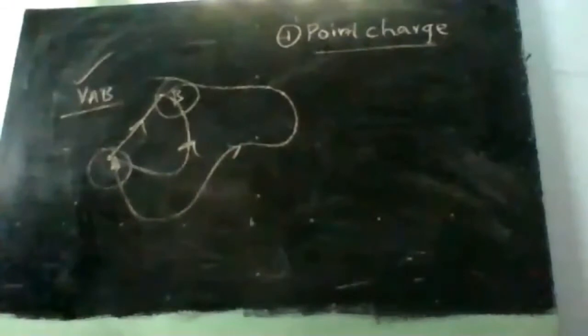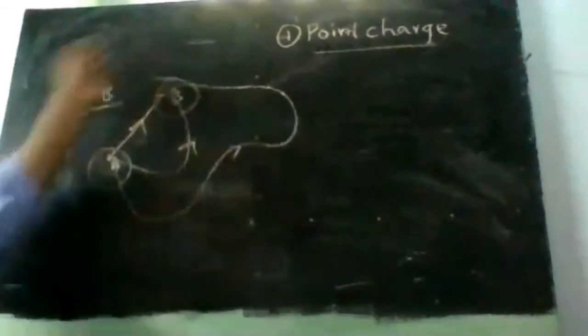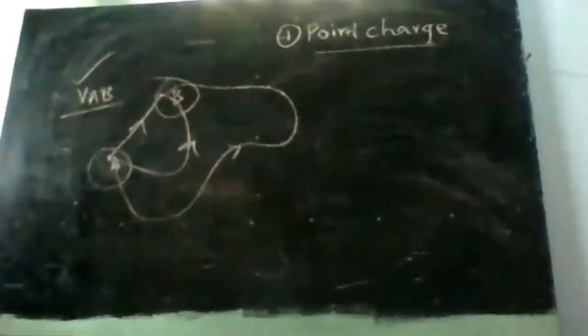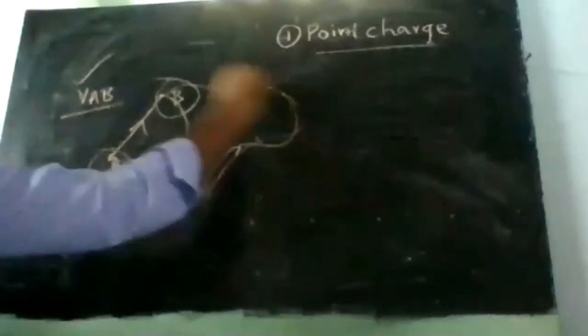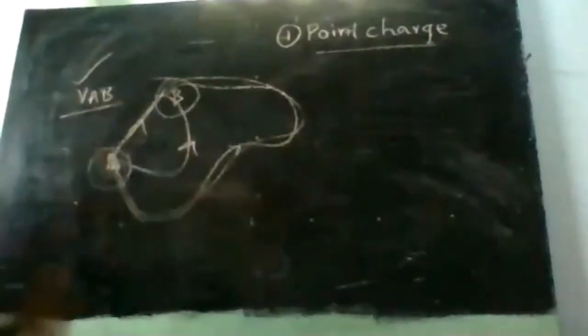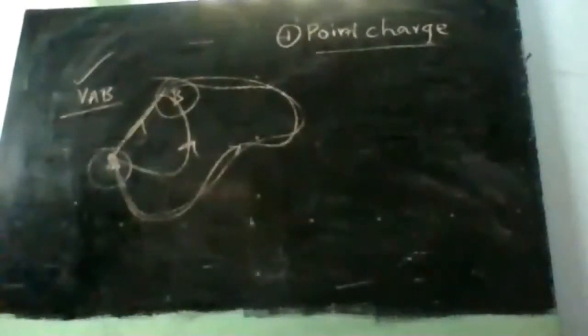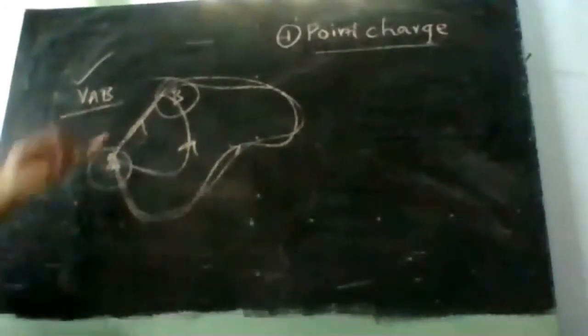And the other point that we discussed: if I move it in a closed path, like this, if I go like this and come back again to point A, then the total work done or the total potential will always be zero, because the starting point and ending point are the same. So this point is very important. The potential never depends upon the path traversed. It only depends upon the initial point and the final point.